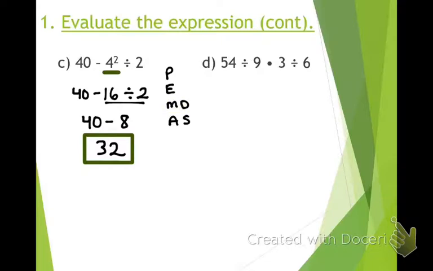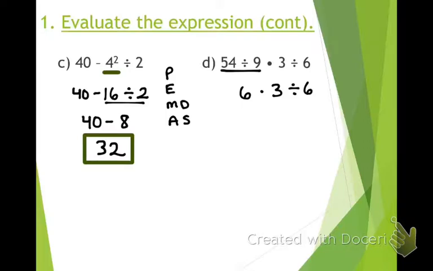So I am simply going to look at my problem and work whatever comes first from left to right. I can see here division comes first, so I'm going to do that before I do the multiplication. What is 54 divided by 9? 6. Now everything else drops down. Remember, only do one step per line.